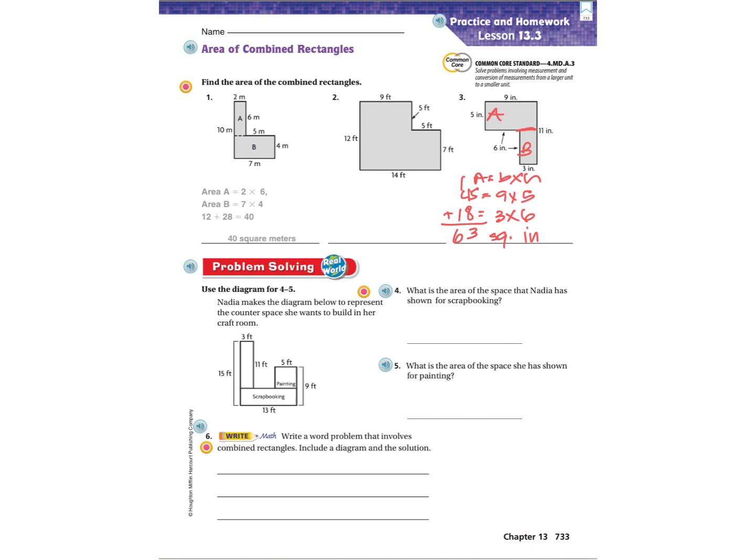Could you have divided it vertically? Yeah. Sure. Yeah, you just have to look at the different clues for those rectangles. And it helps to label those rectangles A and B so you can keep them straight too.